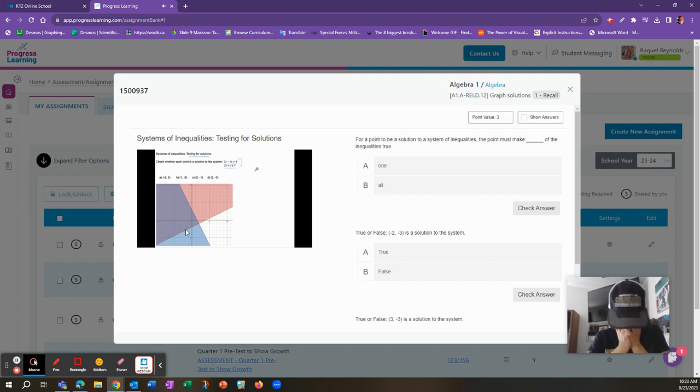The second inequality has been solved by graphing the line 2x plus y equals 3. We actually have that line solid because it allows equality. And then we've shaded, and in this case we shaded below to the left of the line, and that's where we shaded blue. All right.